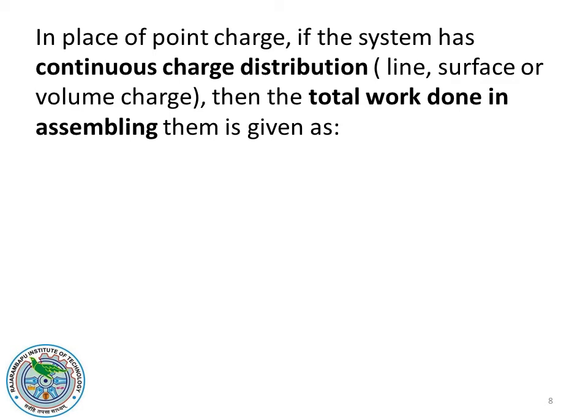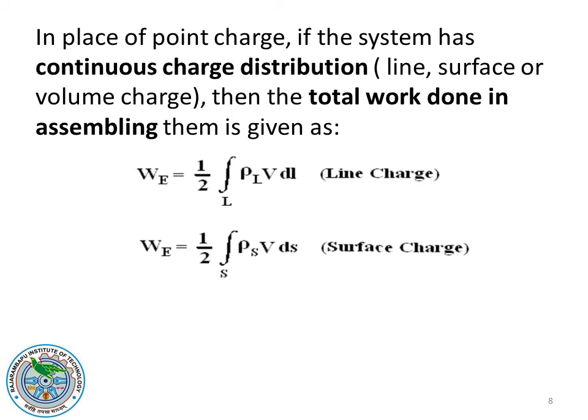In place of point charges, if the system has a continuous charge distribution, that is line, surface and volume charge, then the total work done in assembling them is given as, for a line charge, W is equal to 1 half of the line integral of rho L V dL. For a surface charge, W is equal to 1 half of the surface integral of rho S V dS. And for volume charge, W is equal to 1 half of the volume integral of rho V V dv.